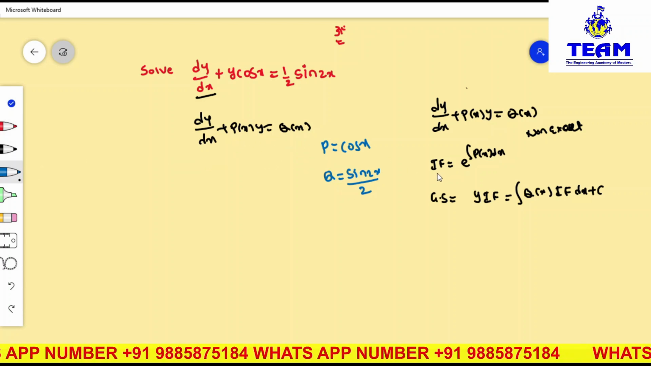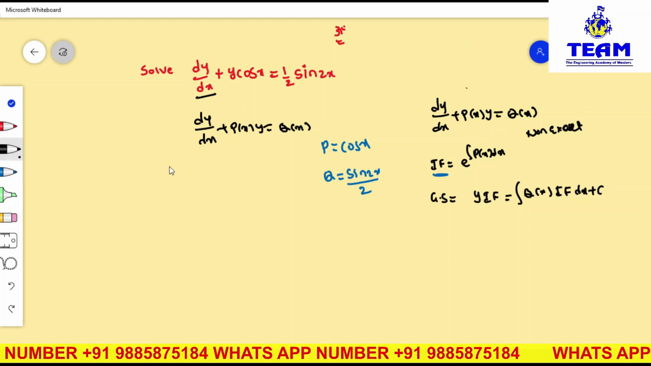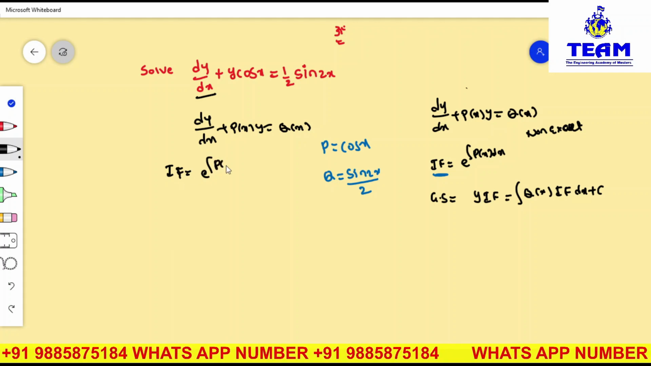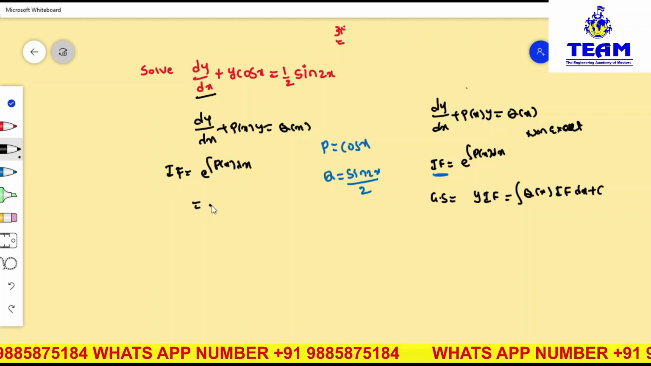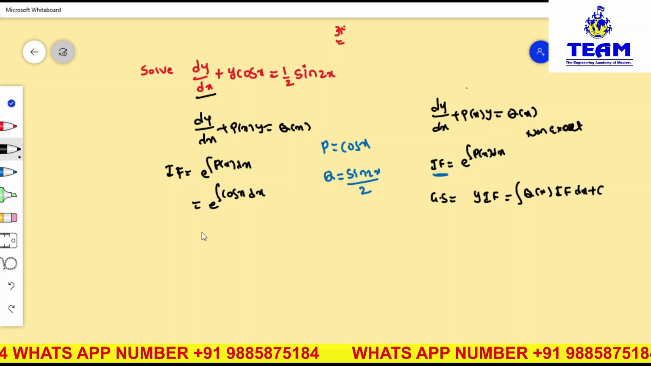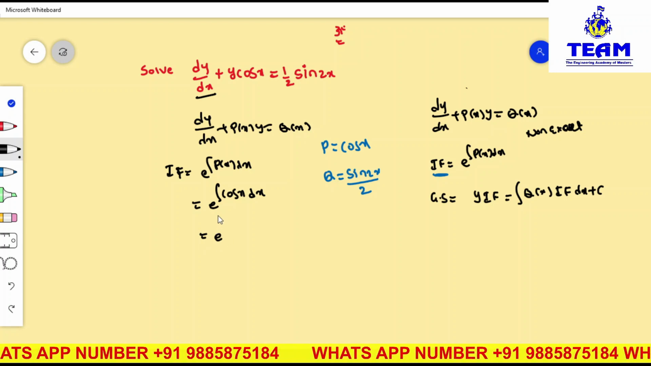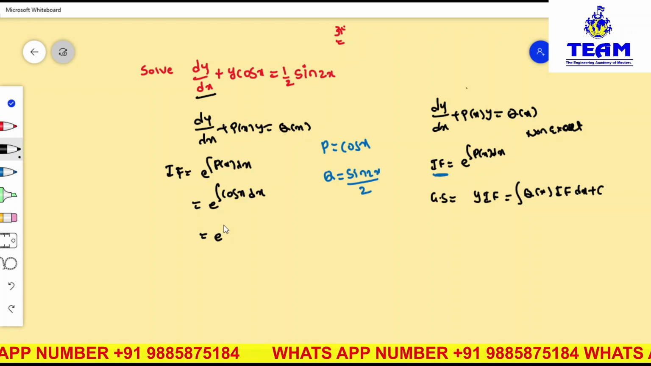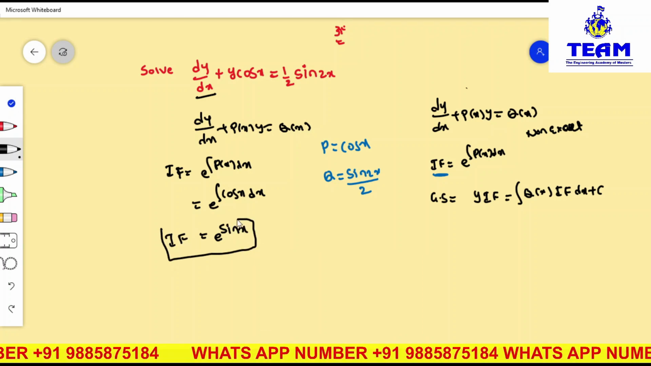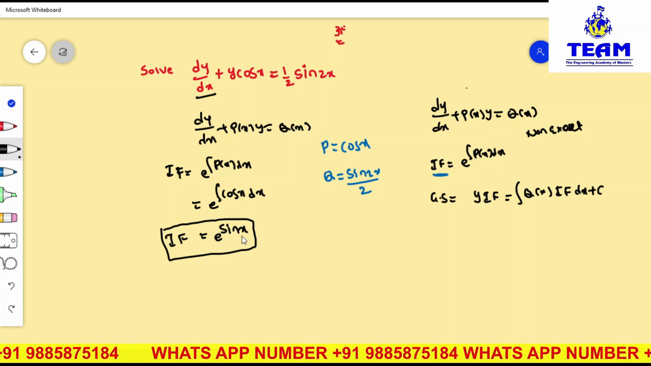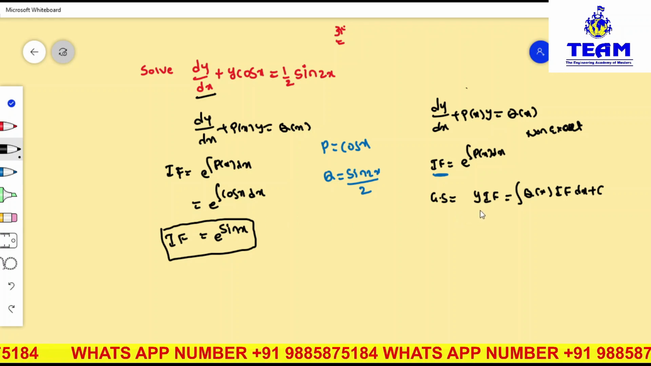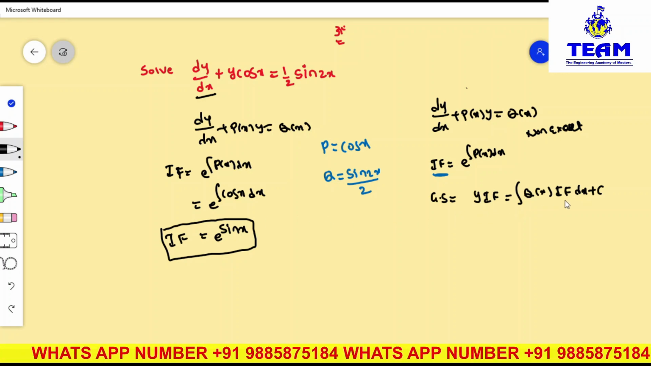Now how to solve this equation? This is non-exact, so we have to find an integrating factor. The integrating factor is e to the power of integral p of x dx. So this is e to the power of integral cos x dx. What is the integration of cos? It is sin x. So sin x only. Finally, the integrating factor is e to the power of sin x. Next, we have to find the general solution. The general solution is y into integrating factor is equal to integral q of x into integrating factor dx plus c.